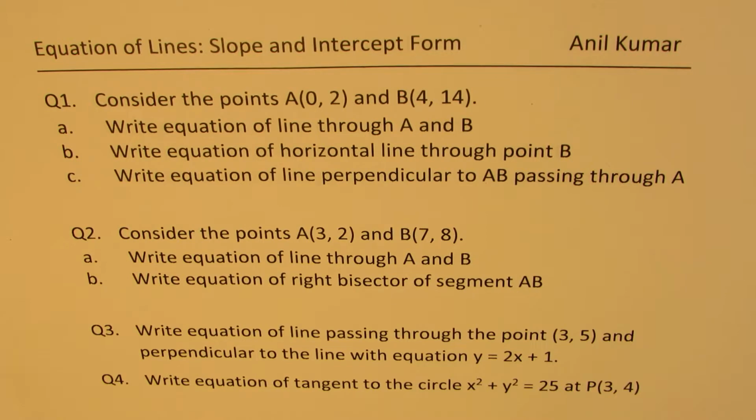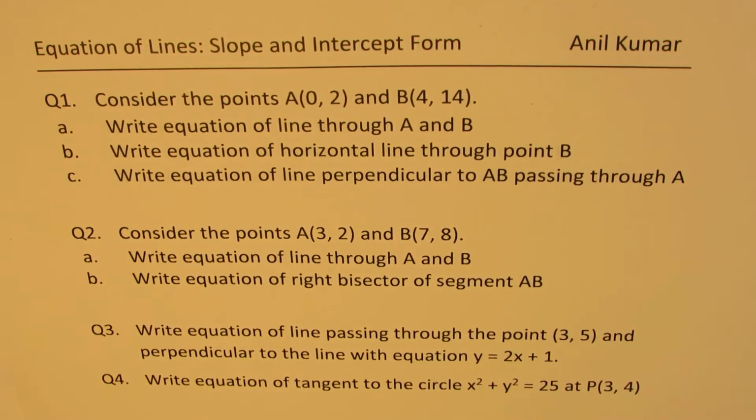We'll discuss the slope-intercept form of the equation of a line in this video. Here are 4 examples to cover the topic. Question number 1: consider the points A (0, 2) and B (4, 14). A. Write the equation of the line through A and B. B. Write the equation of the horizontal line through point B. C. Write the equation of the line perpendicular to AB passing through A.